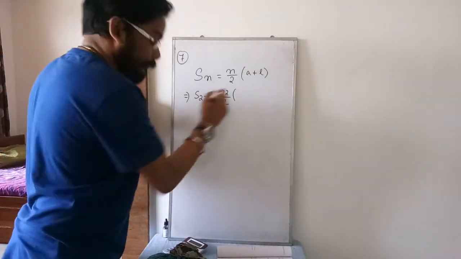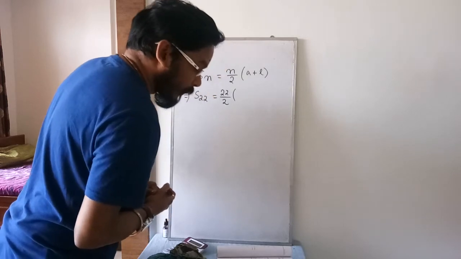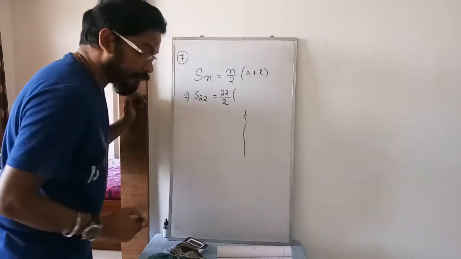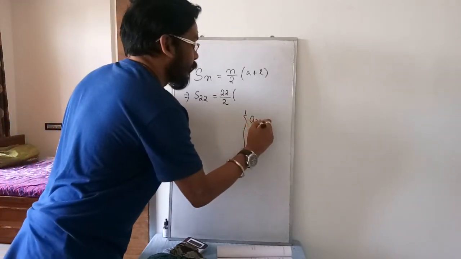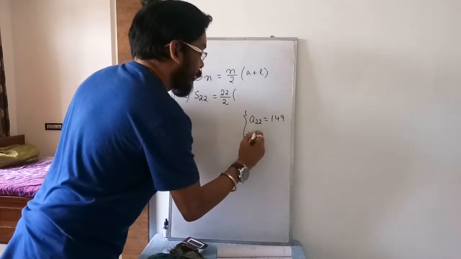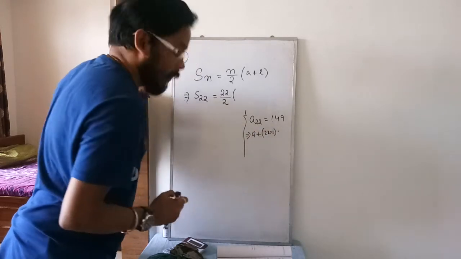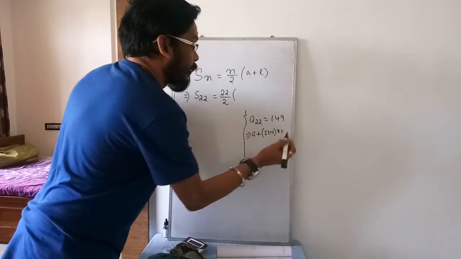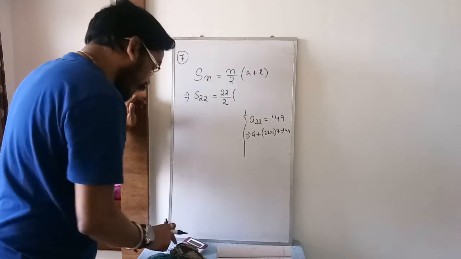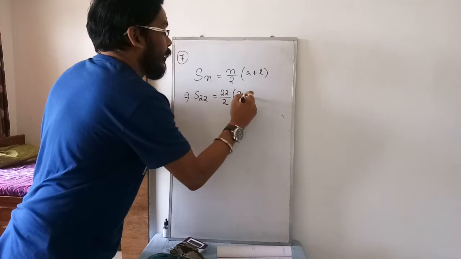What was my a? I just skipped the value of a, I have to find it again. It just went away from my memory. So it was a plus 22 minus 1 into d, and my d was 7, equal to 149. So 149 minus 147 means 2. So a is 2 here, and my l is.